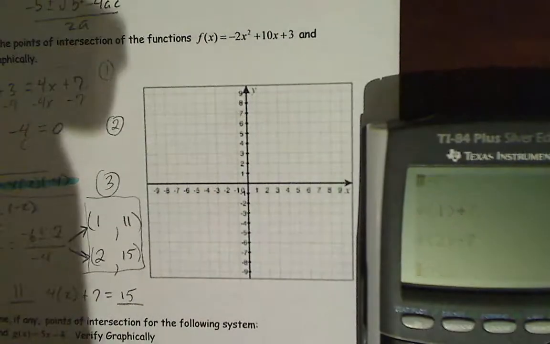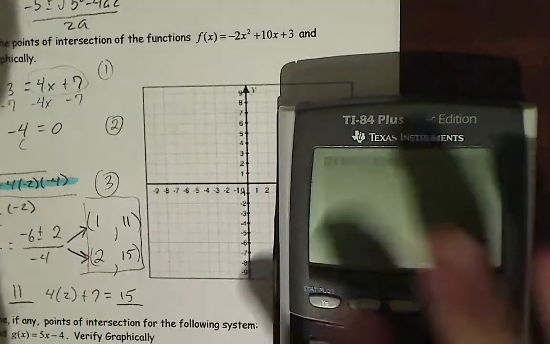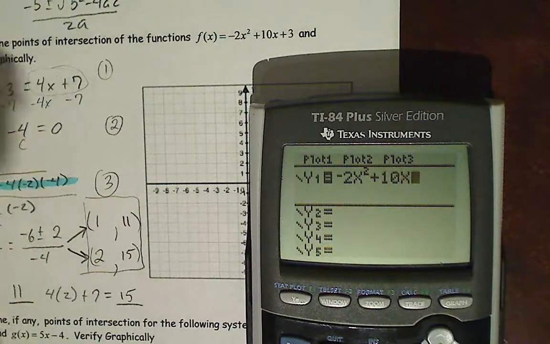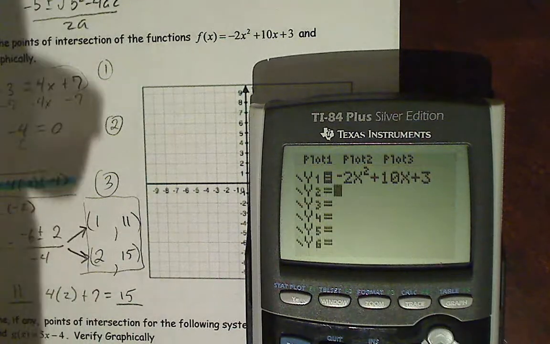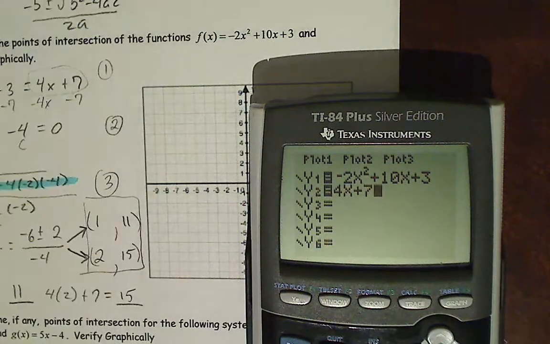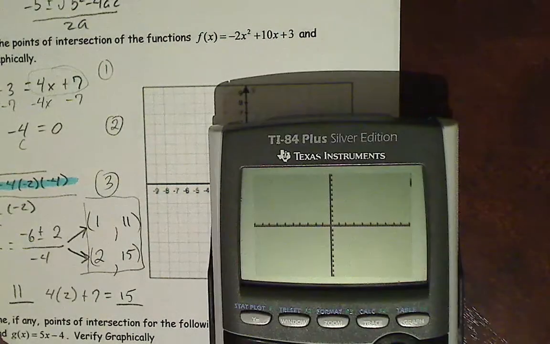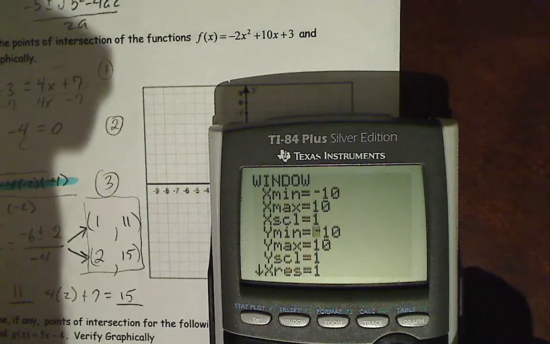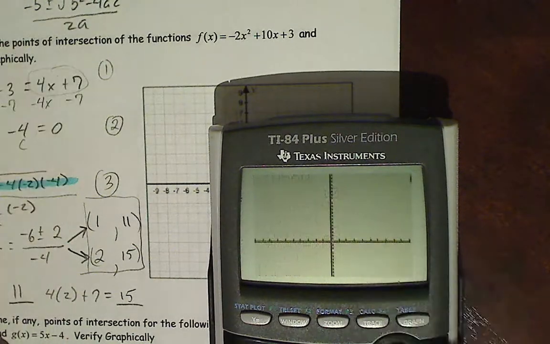Graphically, I take these and I say, okay, on this first one, I do a negative 2x squared plus a 10x plus a 3. And on the second one, I'm going to do 4x plus 7. And I hit graph. This is what I see. And this is why graphing is good and it's bad. One, if you know how to use a calculator to see the rest of this, it'll help. So I'm going to change my window. I'm going to change this to 20 because I know I need to set at least 15 on my y. There's the graph.